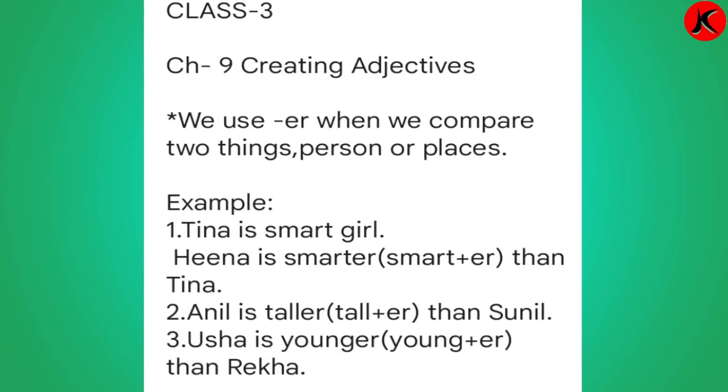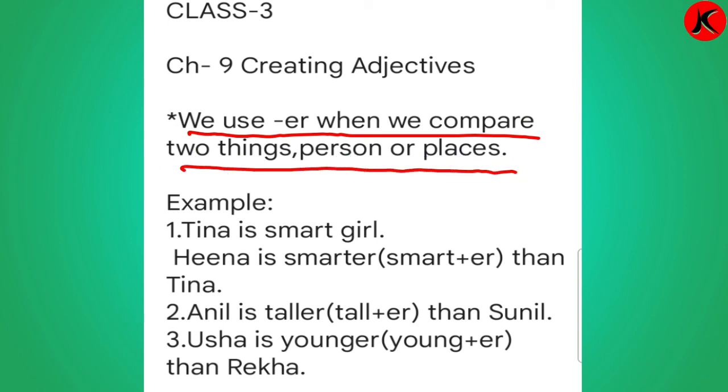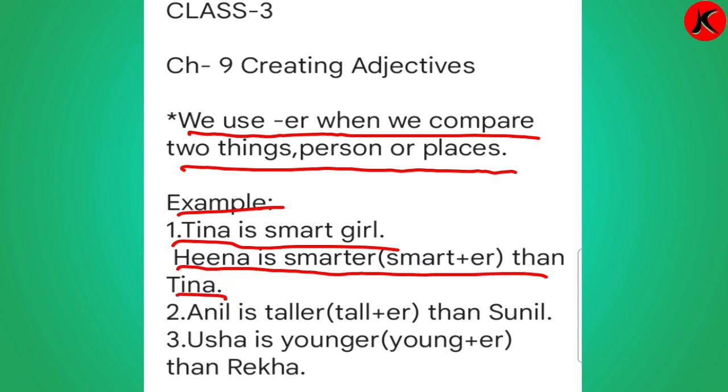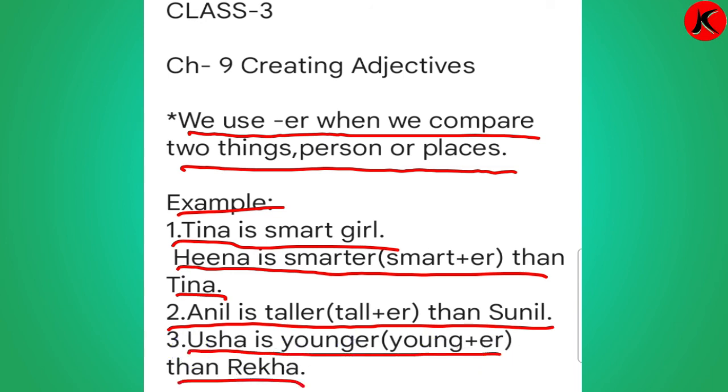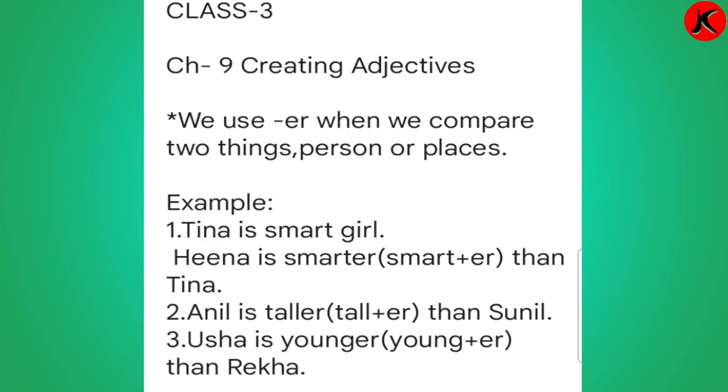We use er when we compare two things, persons or places. Example, Tina is a smart girl. Hina is smarter than Tina. Smart plus er, so it becomes smarter. Anil is taller than Sunil. Tall plus er, so taller. Number 3, Usha is younger than Rekha. Young plus er, so it becomes younger.